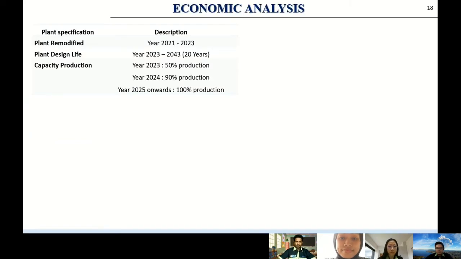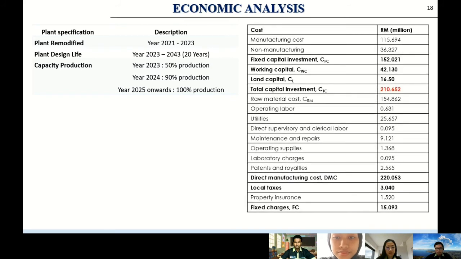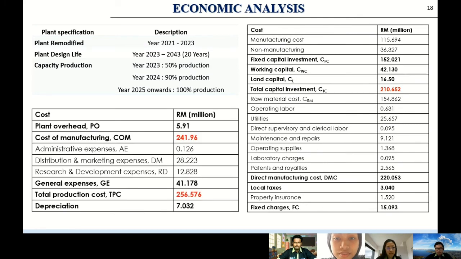So next is the economic analysis. Our plant is designed to operate for 20 years, which is from year 2023 to year 2043. The operation rate in the first year is 50%, followed by 90% and 100% for the coming years. So as a conclusion, our total capital investment is 210 million per year, and the total production cost is 256.5 million per year, while the depreciation is 7 million per year.